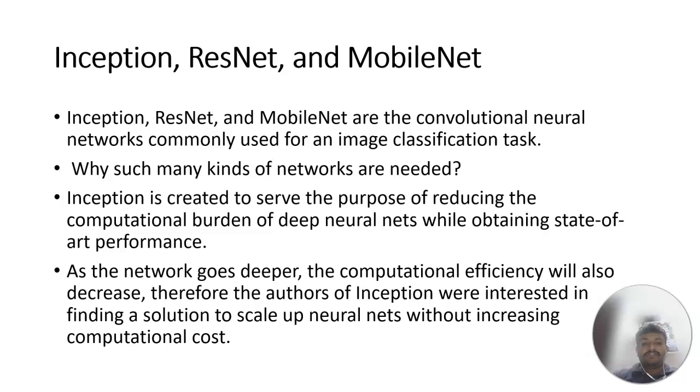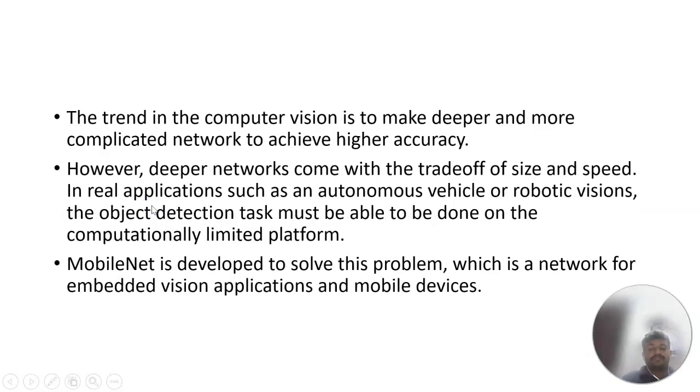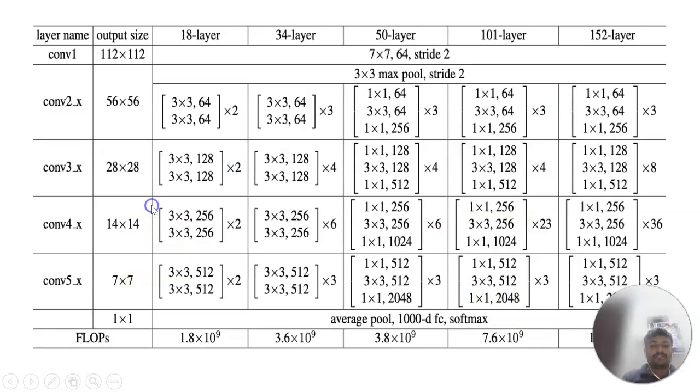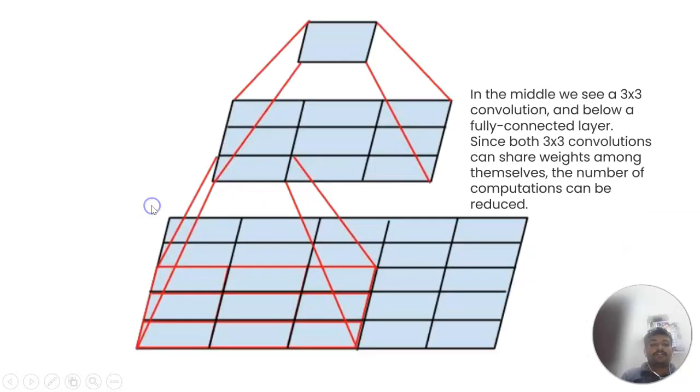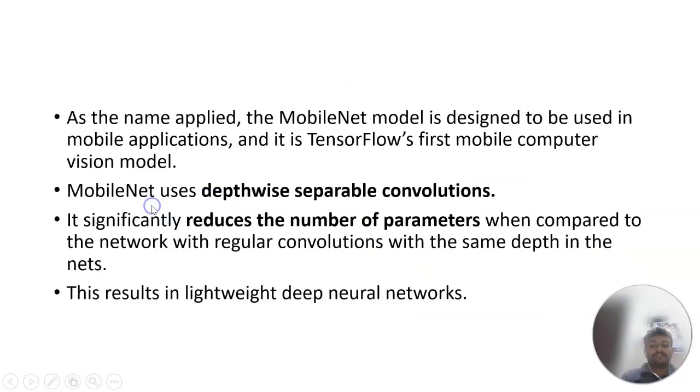And in this class we'll discuss MobileNet. In MobileNet, as the name says, this model is designed for use in mobile applications, and it is the first mobile model in computer vision. It is used for image classification, image recognition, and in other applications.